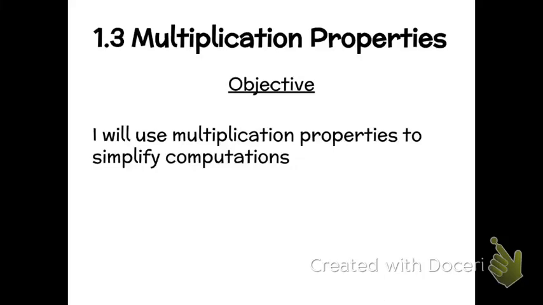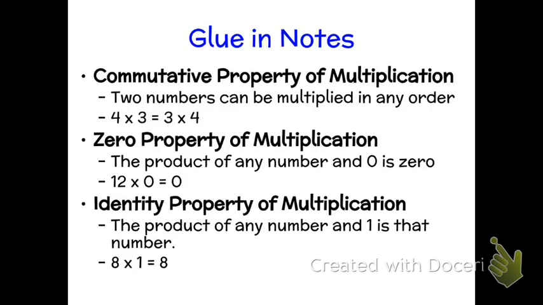Today's lesson is topic 1.3, multiplication properties. The objective for today is that you will use multiplication properties to simplify computation or simplify how you solve problems. Be sure you include this title in your notes.